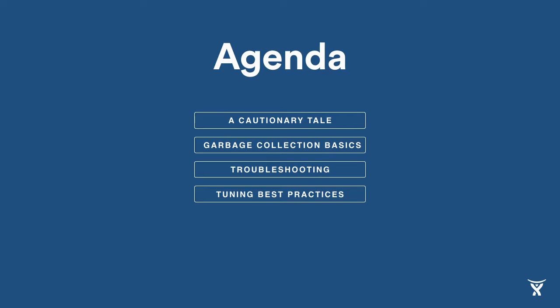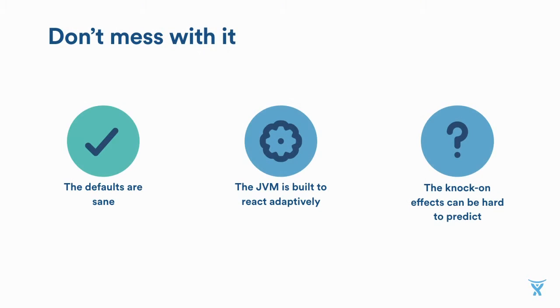So the question that I've promised to answer today is how to reduce downtime by tuning garbage collection. The answer to that is almost always don't tune. The defaults are saying if you can avoid it, don't mess with it. The defaults make the most sense for the most people, and on top of that, the JVM is built to react adaptively. So it's taking real-time data, and it's configuring itself in the best possible way on every single collection.